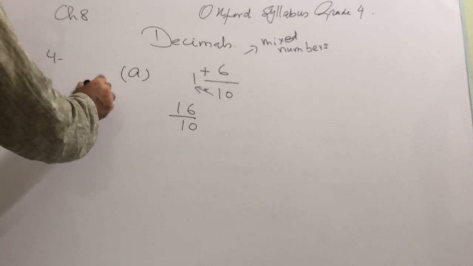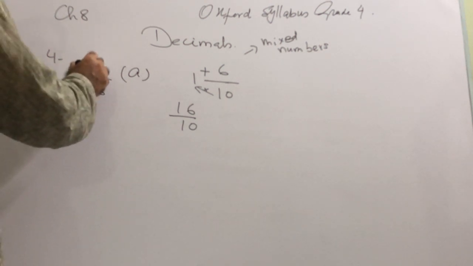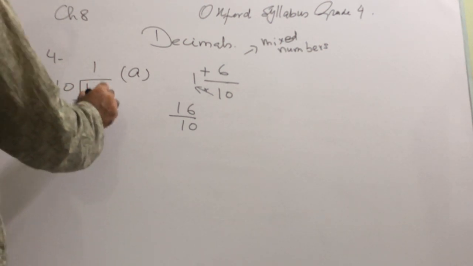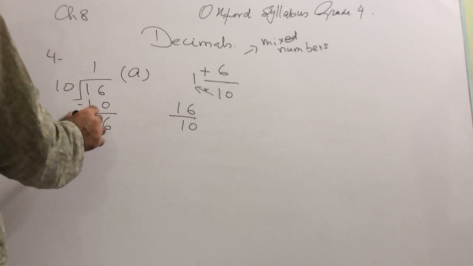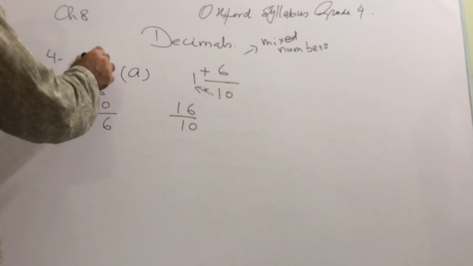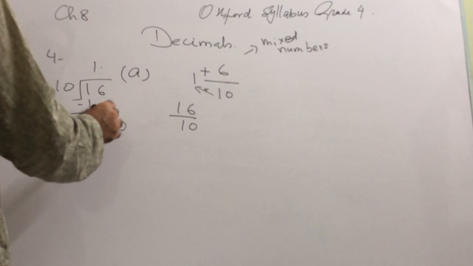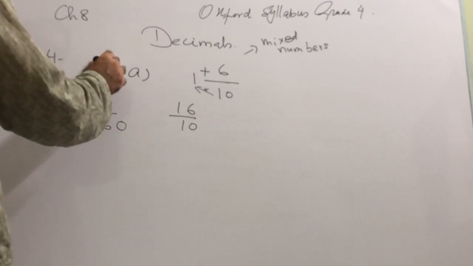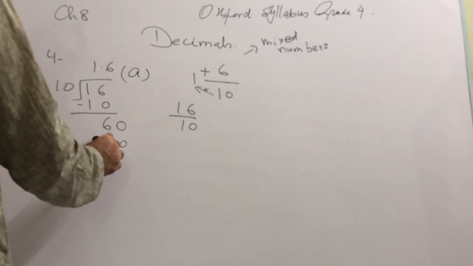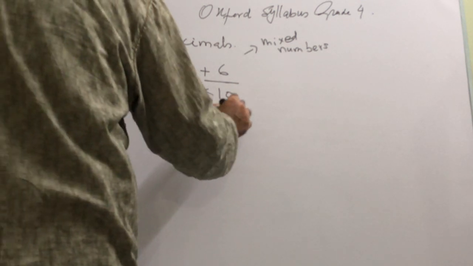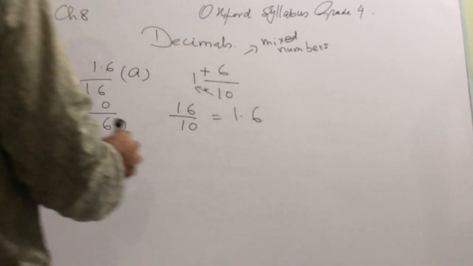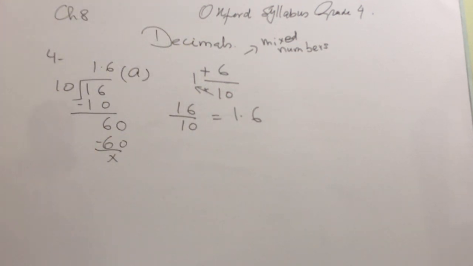Now we will divide 16 by 10. 10 ones are 10. We get 6 after subtraction. 6 is smaller than 10. Put a decimal here. Put 0 from your pocket. 60. 10 sixes are 60. So the answer is 1.6. By this way, we have converted this mixed number into decimal form.